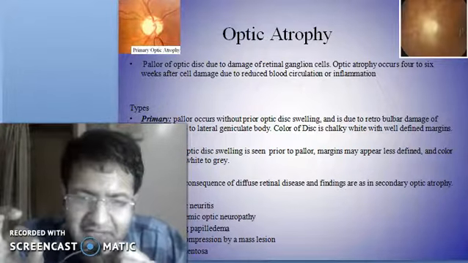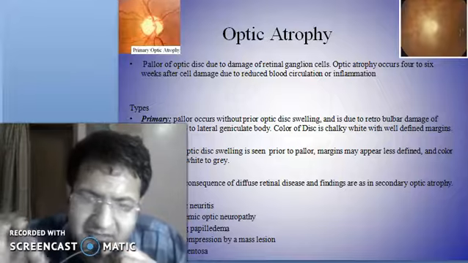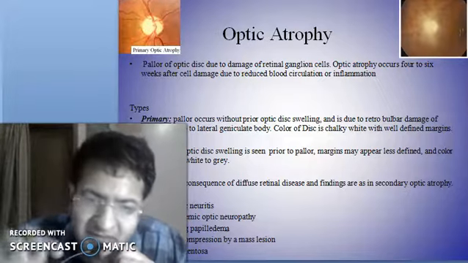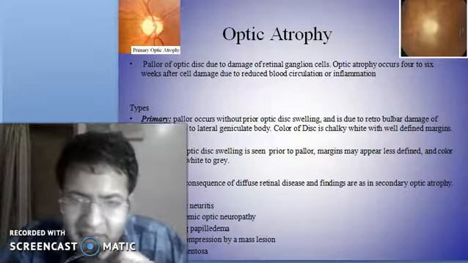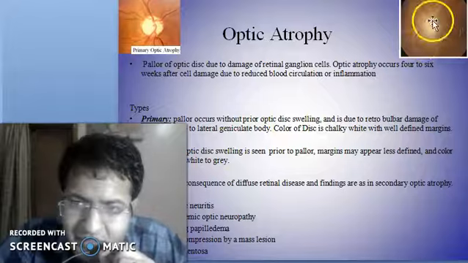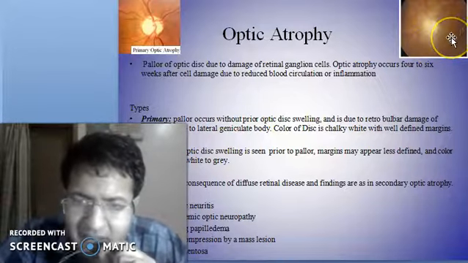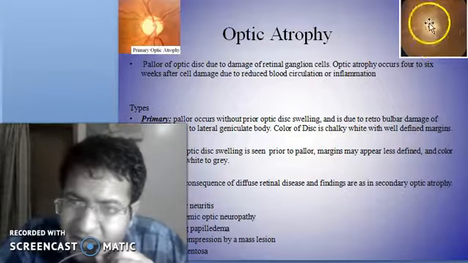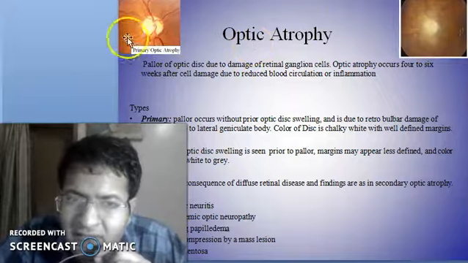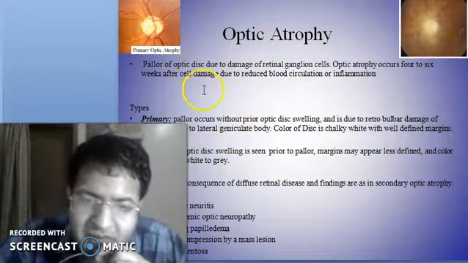Optic disc swelling is seen prior to the pallor. First the swelling occurs, then the pallor comes, and margins may be less defined. You can see here margins are not well defined, and the color appears dirty white to grey, and it is not chalky white as seen in primary optic atrophy.